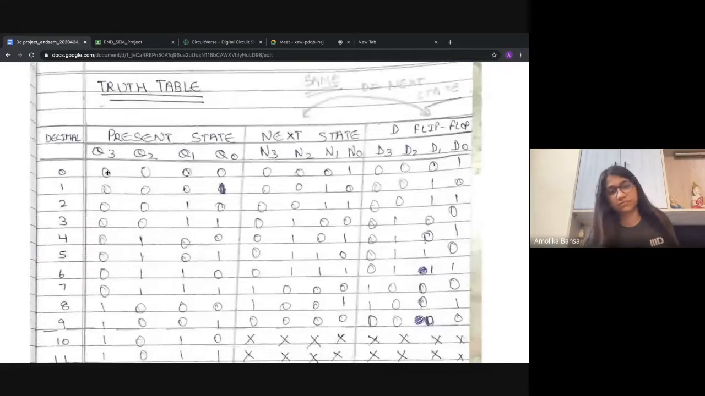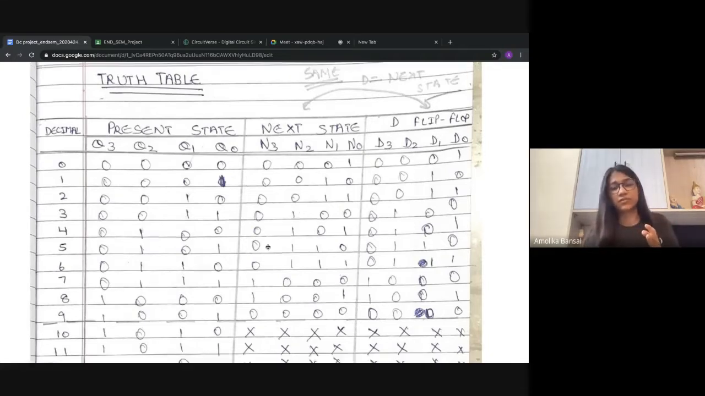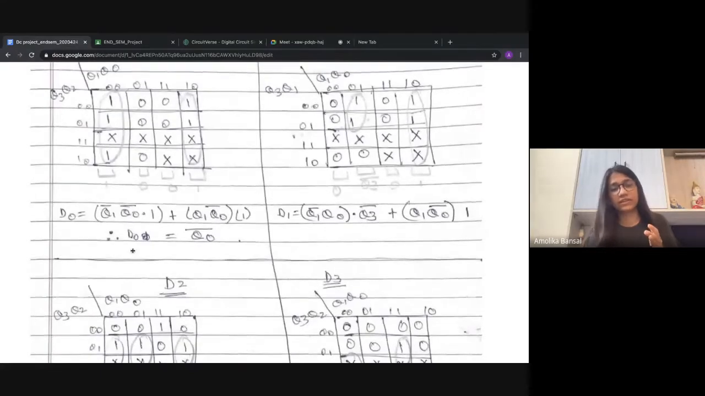So basically, the present state is 0000, so the next state is 0001. It's just the next digit: this is 0, so this is 1, this is 1, then this is 2, and so on. And we notice that the next state is just equal to the D flip-flop input. So this is there, and then I have to write the K-maps.